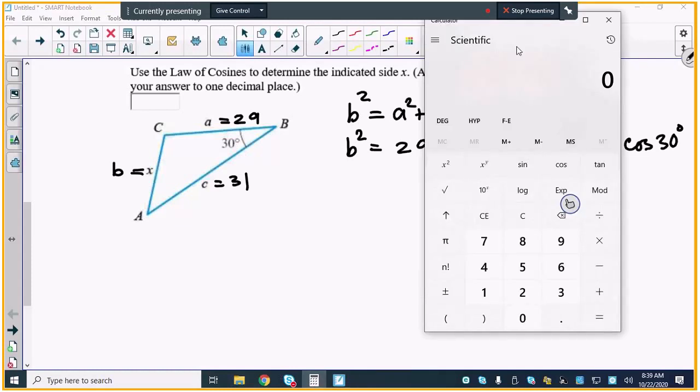So let's see what we get. We have 29 squared plus 31 squared minus 2 times 29 times 31 times cosine of 30 degrees. So that is 244.8863.